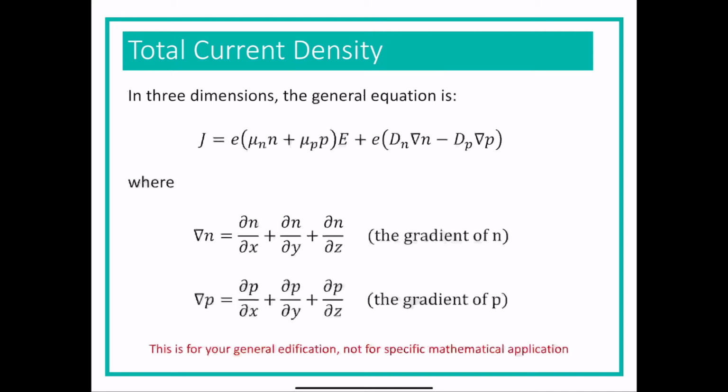Yes? I was just going to ask, what's the upside down delta mean? That means gradient of n. That is actually defined as the partial derivative in those 3 dimensions.